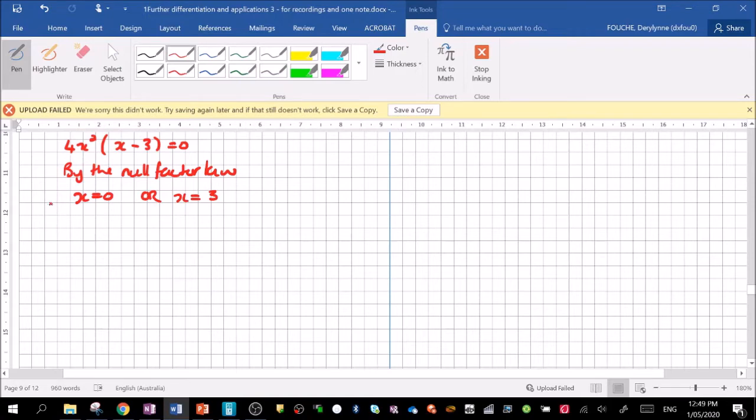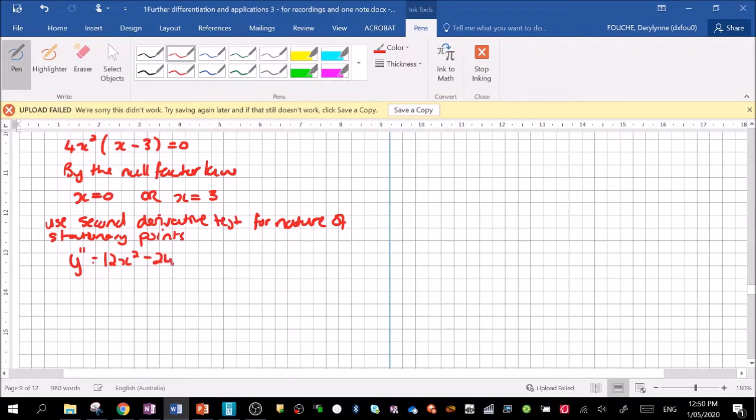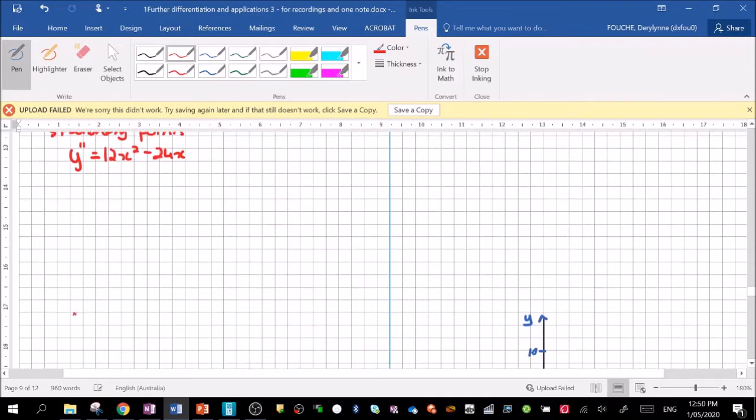Let's try using both here. So, use second derivative test for the nature of my stationary points. And let's have a look. Our y double dashed is equal to 12x squared minus 24x. And I'm wanting to know what's happening at x equals 0 and x equals 3.